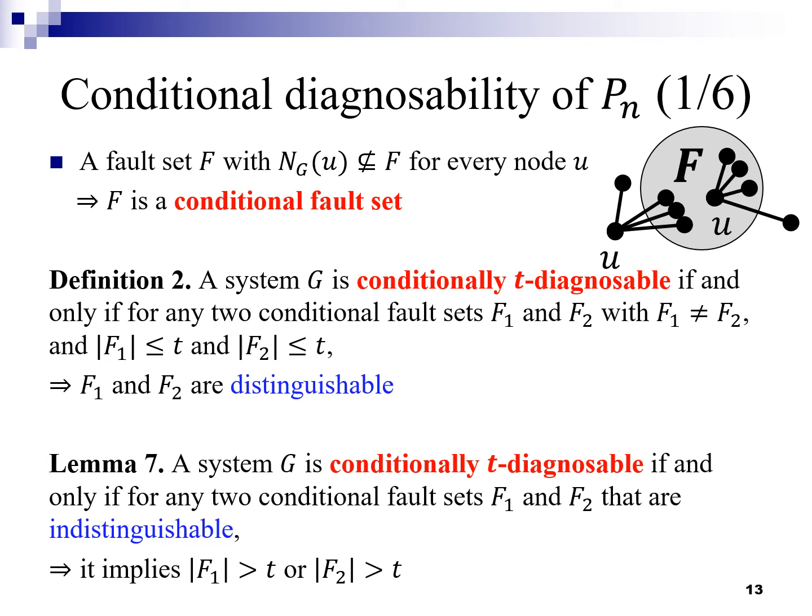Now first, we want to define new terms. We say that a fault set F is said to be a conditional fault set if for every node u in a graph G, the neighbors of u do not all belong to the fault set F. Then we say that this set F is a conditional fault set.